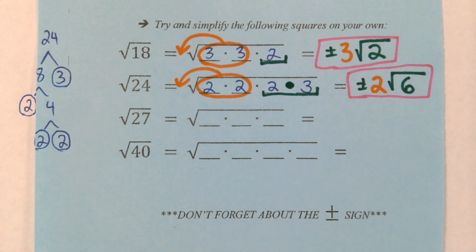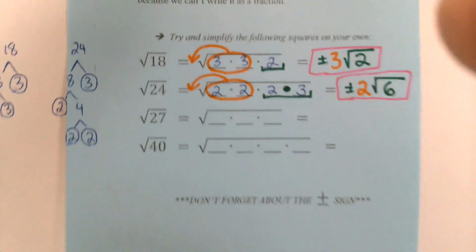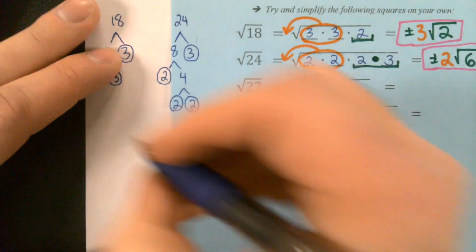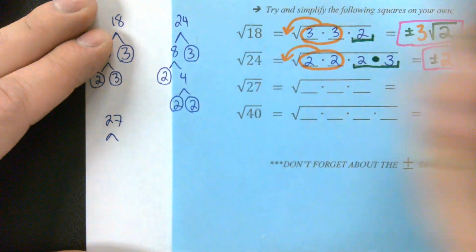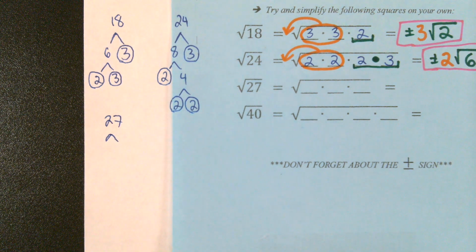Go ahead and try the square root of 27 on your own. Write a little factor tree off to the side. Break up 27 as much as you can. And see what you can get as a result. I want to take a walk around here and see what we're able to do on our own after that.